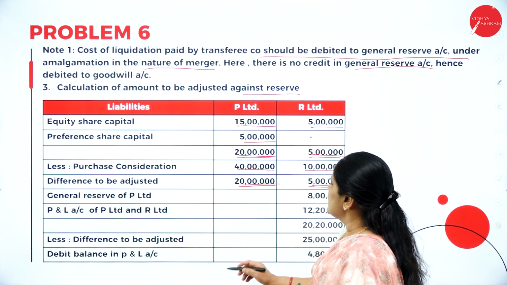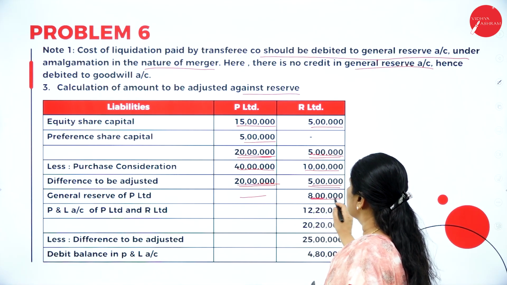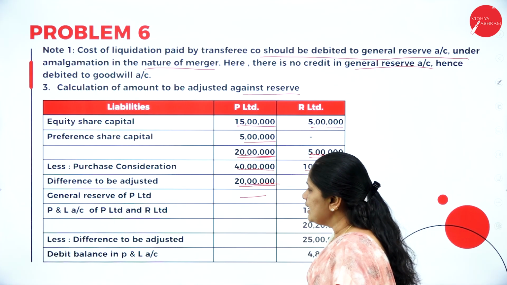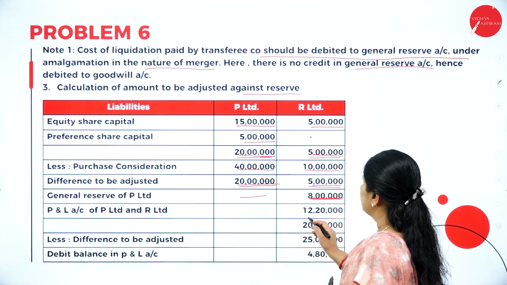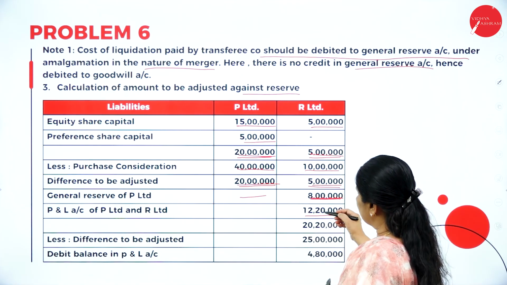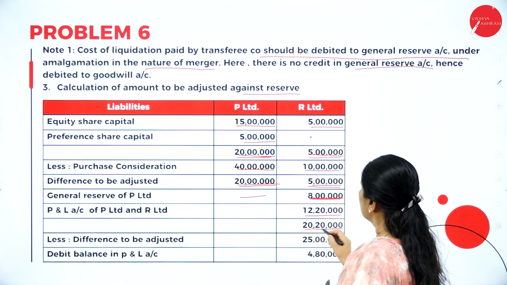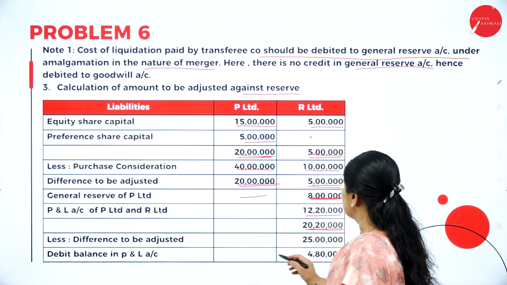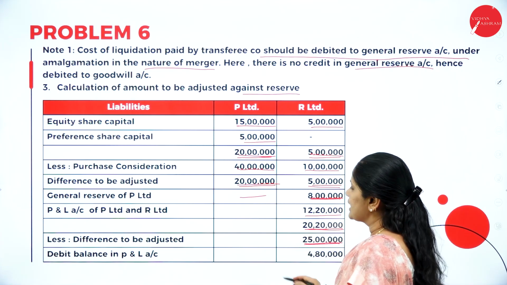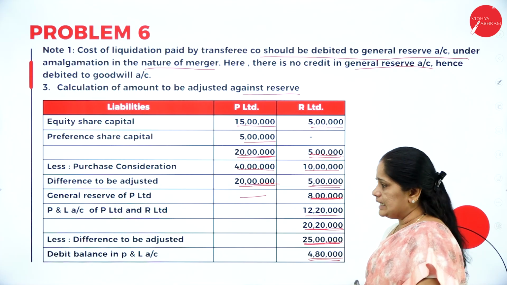Now, what is the general reserve? In P Limited, there is no general reserve. In R Limited, there is a general reserve of 8 lakhs. Now, the profit and loss account of P Limited and R Limited is 12 lakhs 20,000. So, when we simplify this, 12 lakhs 20 plus 8 lakhs, totally we are getting 20 lakhs 20,000 less difference to be adjusted. So, the total difference to be adjusted is 25 lakhs. So, the debit balance in profit and loss account comes up to 4 lakhs 80,000.